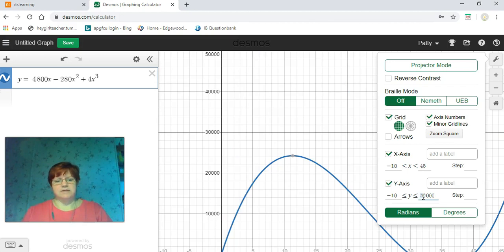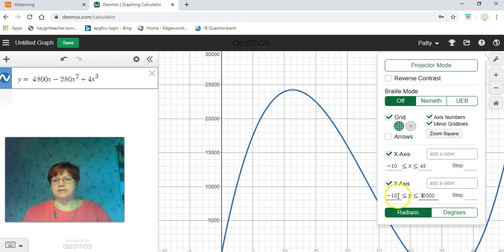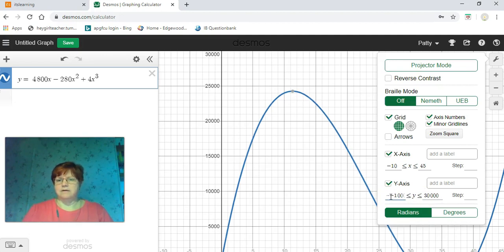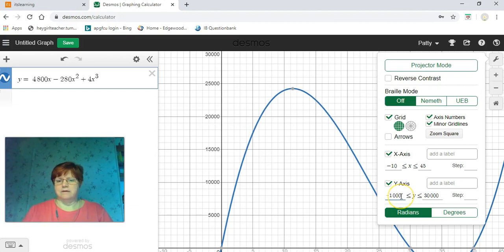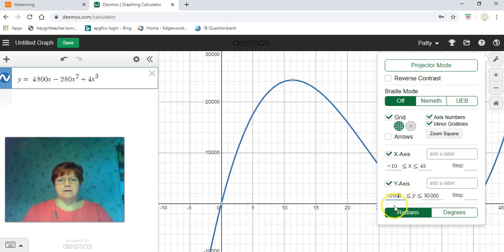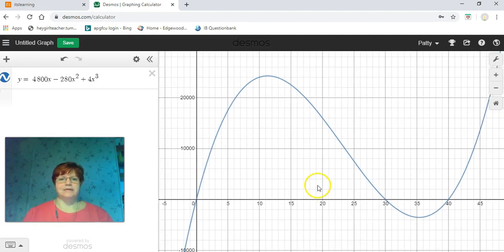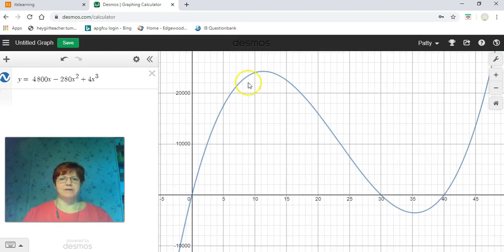I love Desmos in that I can just keep typing until I get something I like. Okay, got me a graph here now, right? So this is my volume. True? Now as soon as I click on that, look what pops up, my key points. Isn't that awesome?